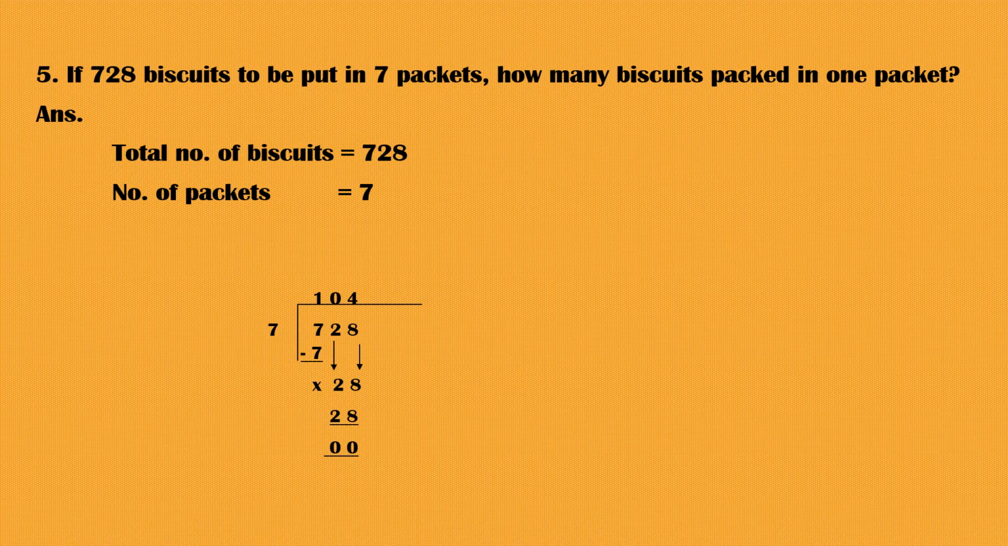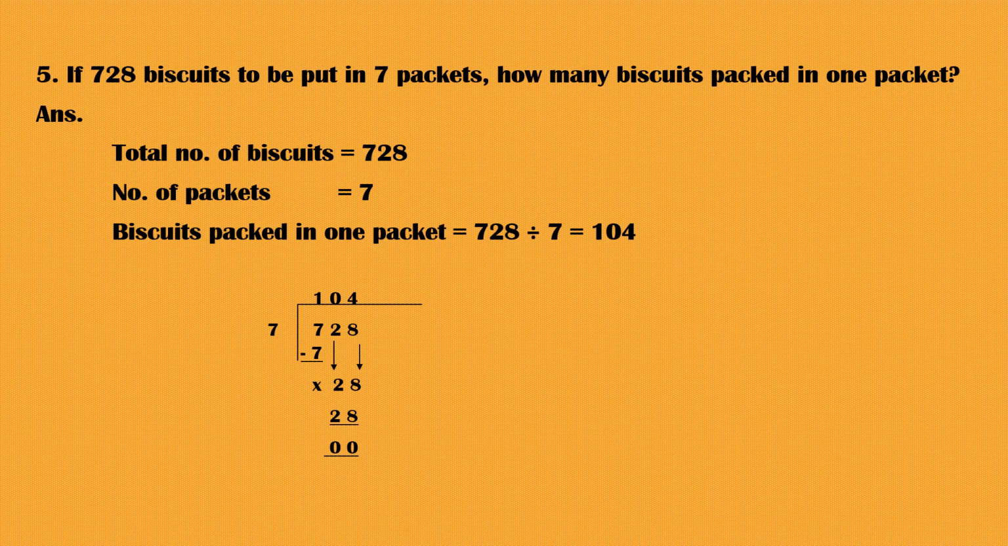2 is smaller than the divisor 7. You cannot divide. So first you put 0 in the quotient. Then you bring down the next number after that, that is 8. So it will become 28. Now 28 comes in the table of 7, 4 times. So put 4 in the quotient and then 28 below. So 28 minus 28 is 0. So your remainder is 0. So in one packet you can keep 104 biscuits.